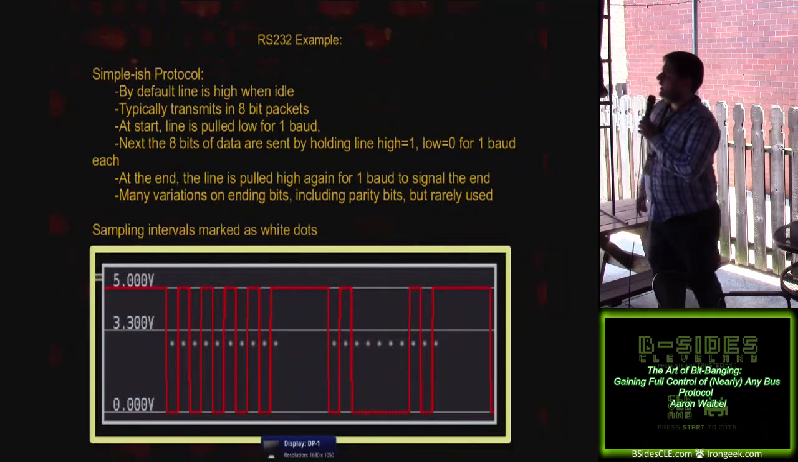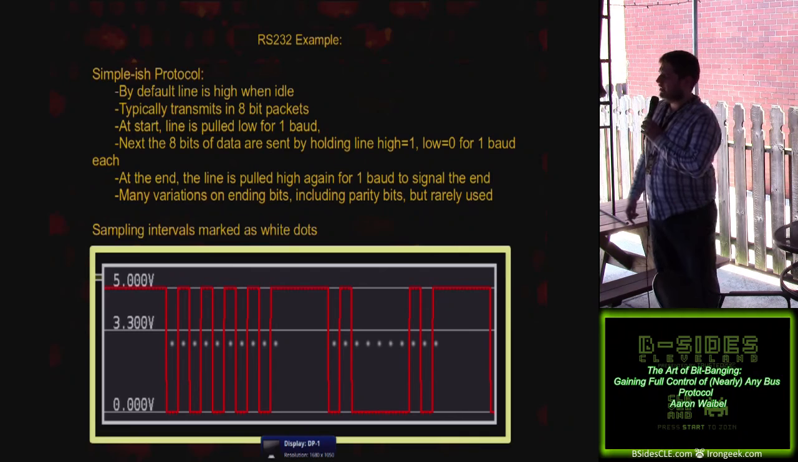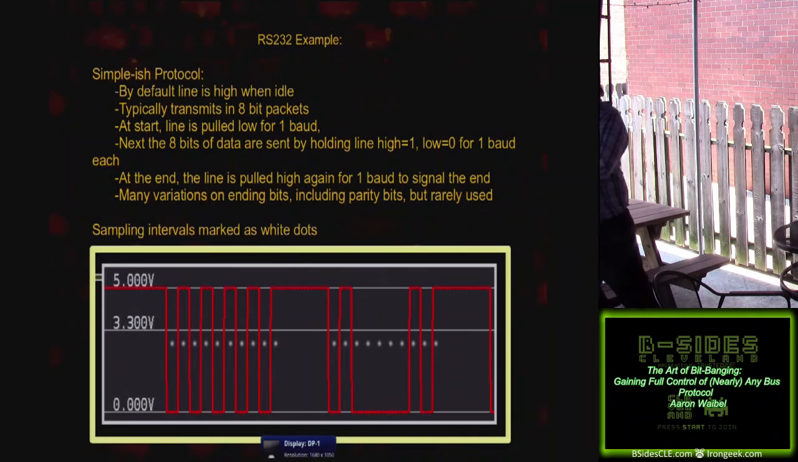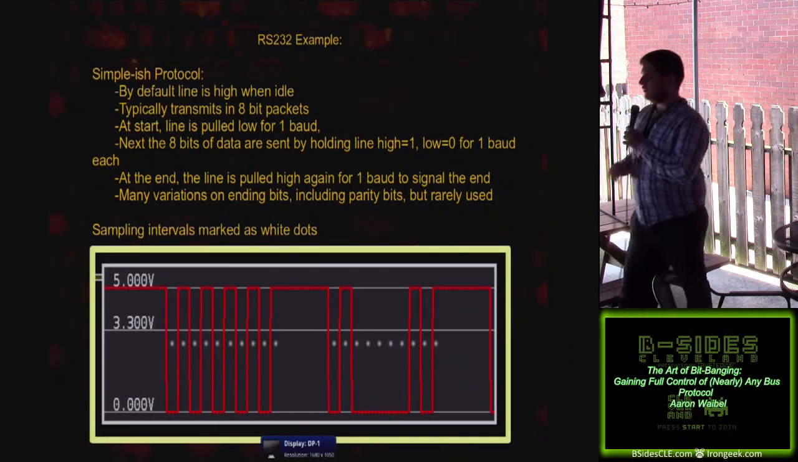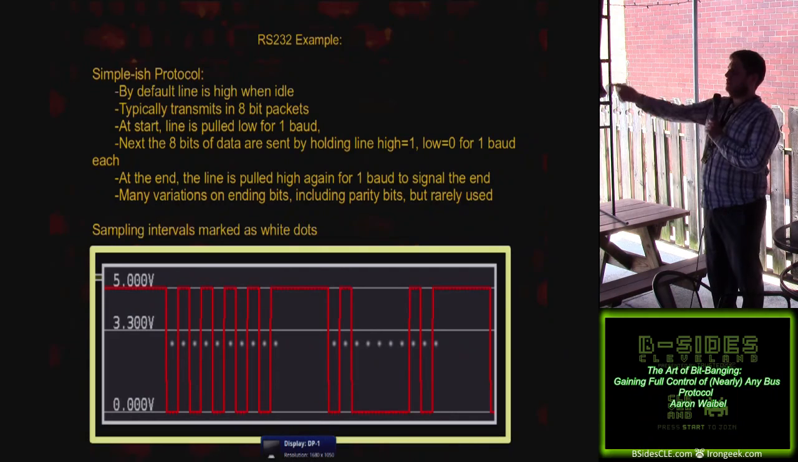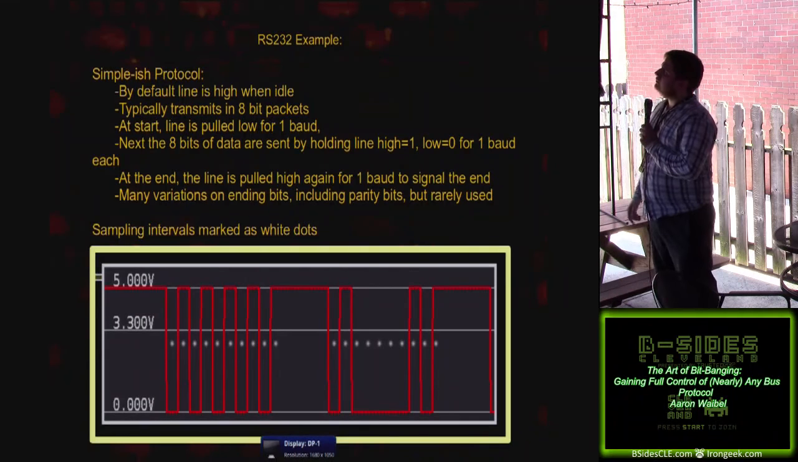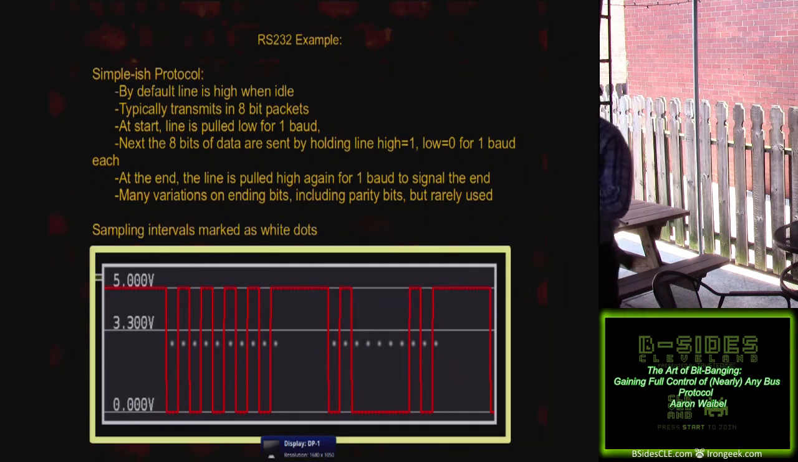Here we have an example of RS-232 sending the same two bytes that we saw on the SPI bus, only now you can see it's encoded on one line using a fixed sample rate. Every time I have one of these dots here, it's where the device is recording a sample. The first part sends a U, and then of course another A character over here. What else can I say about that? I think that's all for that.